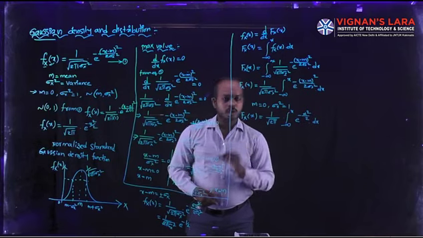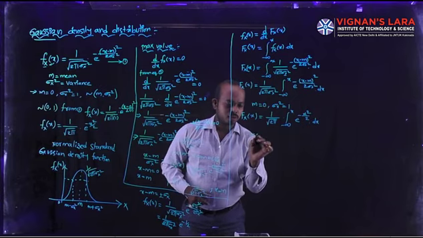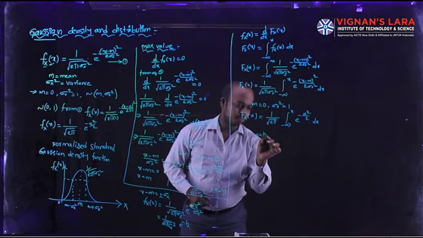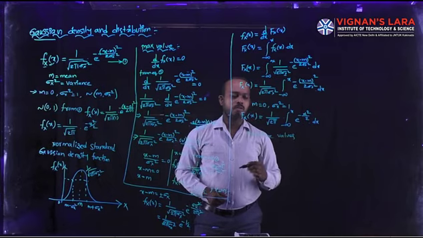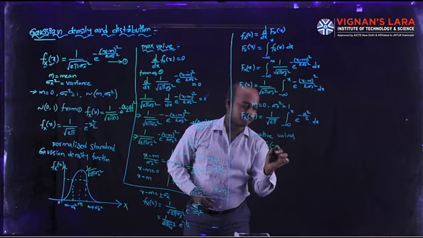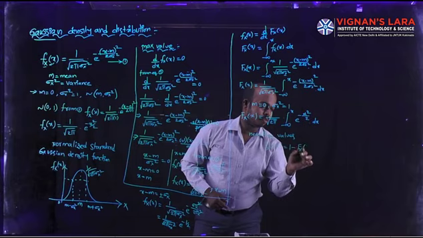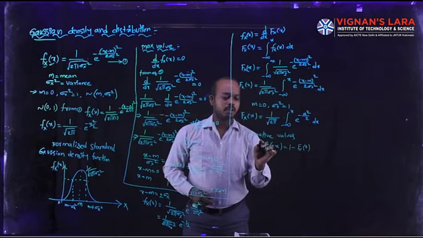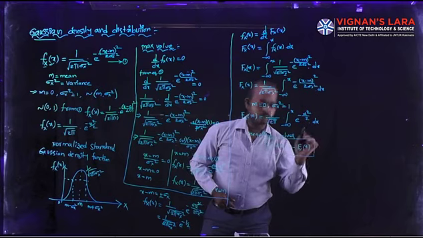The distribution function we are writing for negative values. For negative values, the Gaussian distribution function we write as fx of minus x is equal to 1 minus fx of x. This is one of the important relations in a Gaussian distribution function.